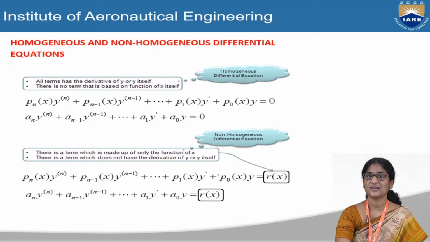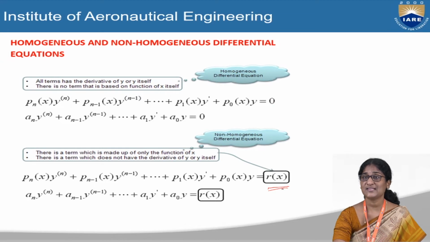Going to the second equation, Pn of x into y to the power of n plus Pn minus 1 of x into y to the power of n minus 1, and so on, up till P naught of x into y is equal to r of x. Here you can see r of x is an independent function, but in the above case we don't have any independent function. So this equation is called a non-homogeneous differential equation. So remember guys, whenever you don't have any independent function on the right hand side, then it is homogeneous. When you have a function on the right hand side, then it is a non-homogeneous differential equation.